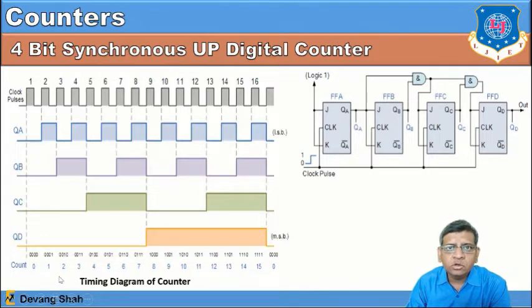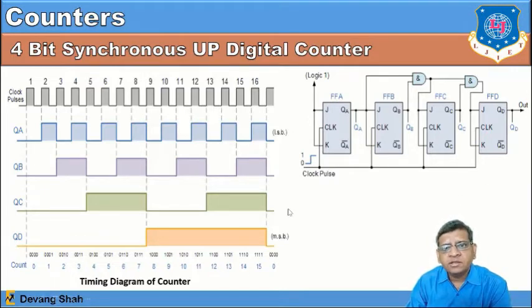Next stage is 1, 2, 3, 4, and likewise it will go up to 15. Since it is a 4-bit synchronous counter, in another way this counter is called the modulo 16 synchronous counter, where it will count from 0 and go up to 15. Now after 15, the output must be 0, so it will reset to count 0.